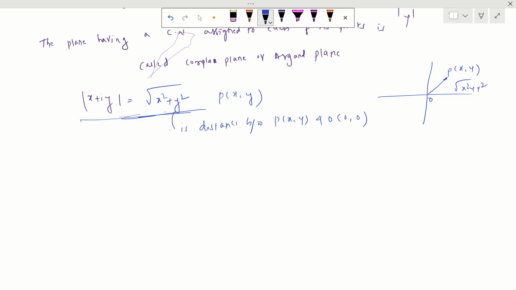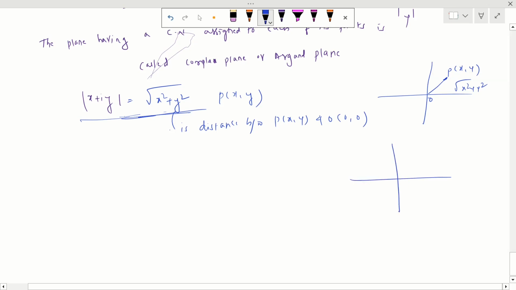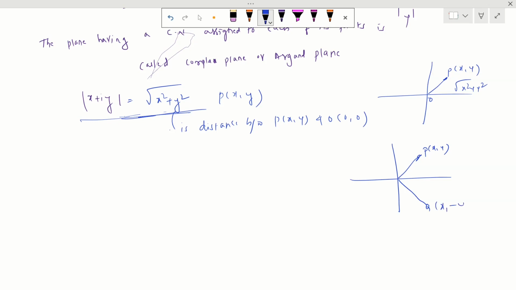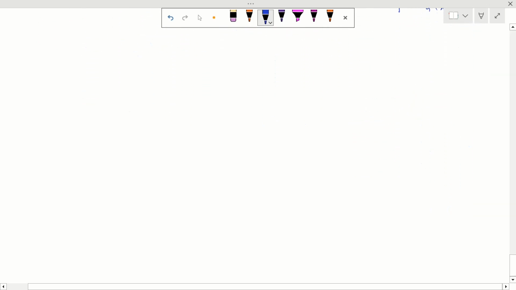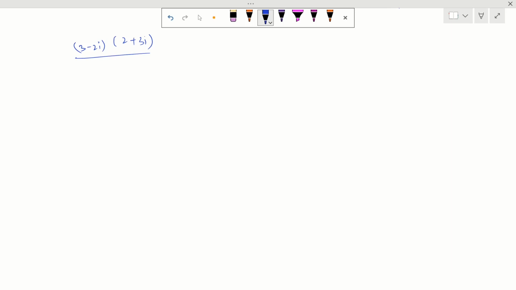When we are representing a number P (x, y) from the origin, the conjugate point will be x comma minus y, right? The conjugate point will be x comma minus y. Now we'll take an example to find the conjugate of a number: (3 minus 2i) into (2 plus 3i) divided by (1 plus 2i)(2 minus i). We need to find the conjugate of this number.